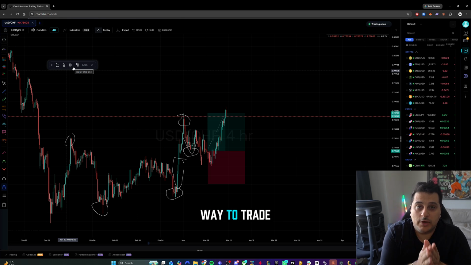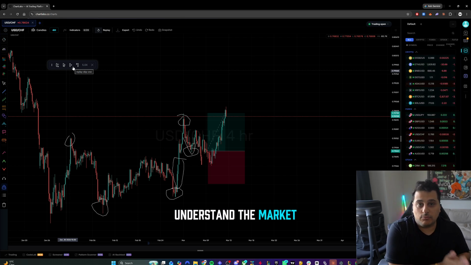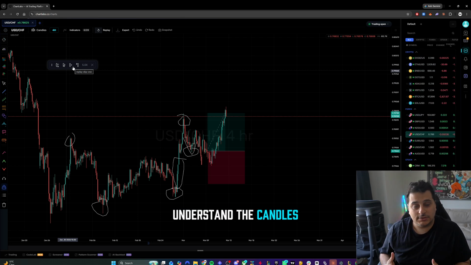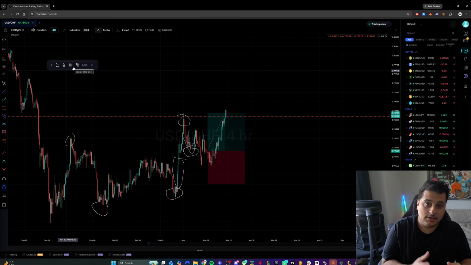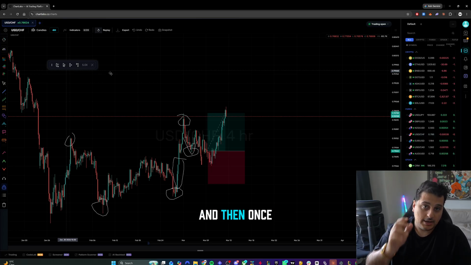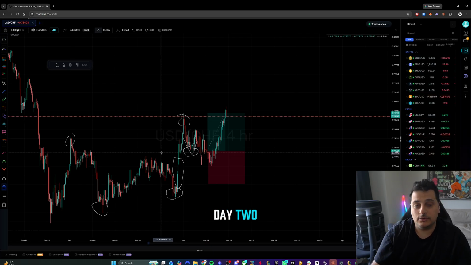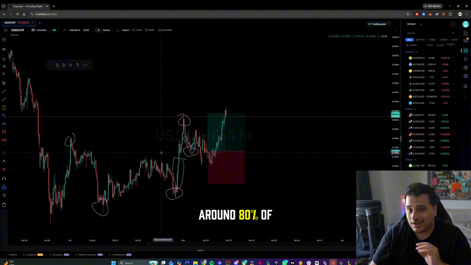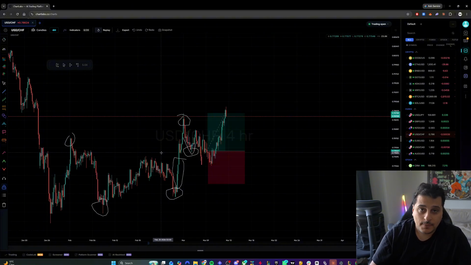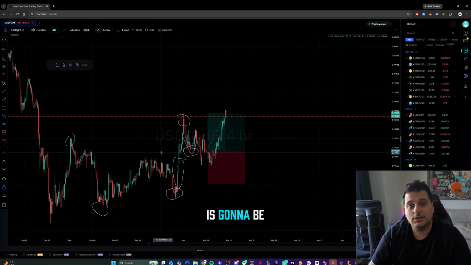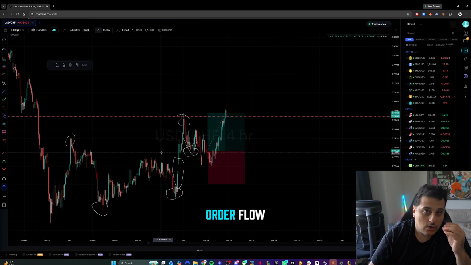Very, very simple way to trade, guys. You have to understand the market, understand the candles that are giving you the advice of what's happening in the market. And once you follow the trend, plus the candles that we taught you guys in day 2, you should have around 80% of everything you need in order to be a successful trader.